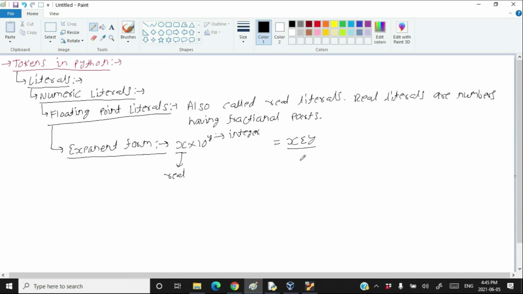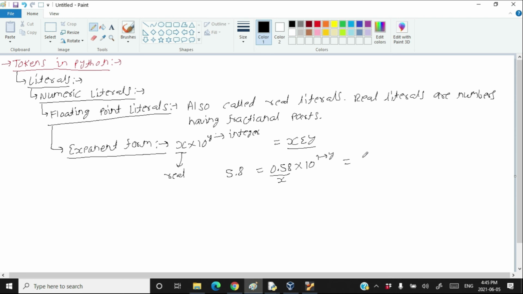And this is called the exponent form of a fractional number. For example, suppose that I have a number 5.8. So I can write it as 0.58 into 10 to the power 1. I can write like this. Okay. So this is my x and this is my y.